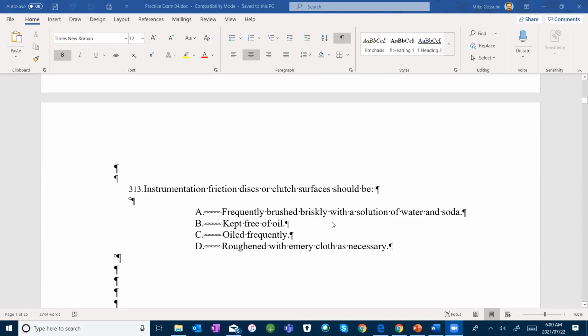Instrumentation friction discs or clutch surfaces should be. Now, when you look at questions like this, even if you're not familiar with what an instrumentation friction disc is, hopefully you have an idea what a clutch is. Even if it's a clutch in your car, if I have a clutch and I need it to work effectively, what's one of the biggest things? You want to keep that free of oil or anything that's going to interfere. So the correct answer is B, anything that's going to prevent it from causing a tight fit and doing what it's supposed to do.